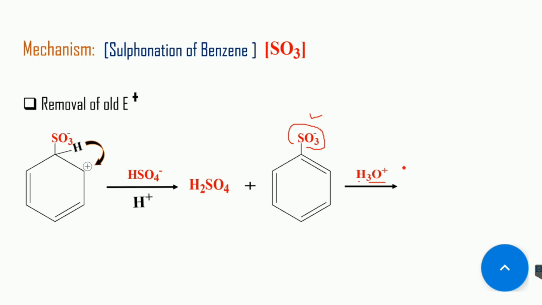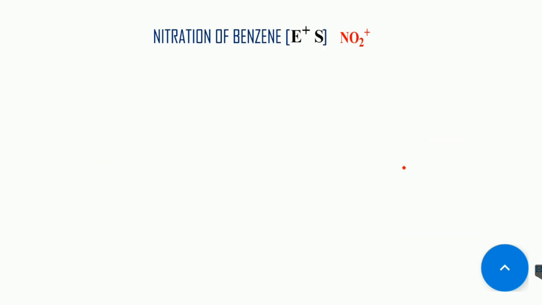So by exchanging ionic deficiency, we get benzene sulfonic acid finally, and also a water molecule. So this is all about sulfonation of benzene. Okay, understood? Now we go for our next topic, that is nitration of benzene.